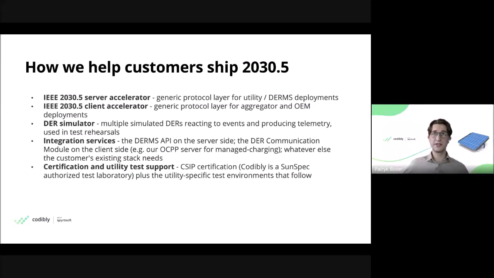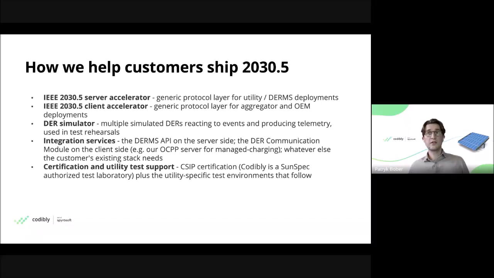So all of this, the variation across utilities, the testing path, the per customer integration work, it's what Codibly helps with. And the slide lists the things we deliver across our engagements. The two accelerators are at the core. The 2030.5 server accelerator for utility and DERMS deployments, and the client accelerator for aggregators and OEMs. Both are pre-tested for SysIP compliance and bring the generic protocol layer ready to use. Alongside the accelerators, we ship the DER simulator, which stands in for real assets during the test phase, generating telemetry and reacting to events end-to-end.